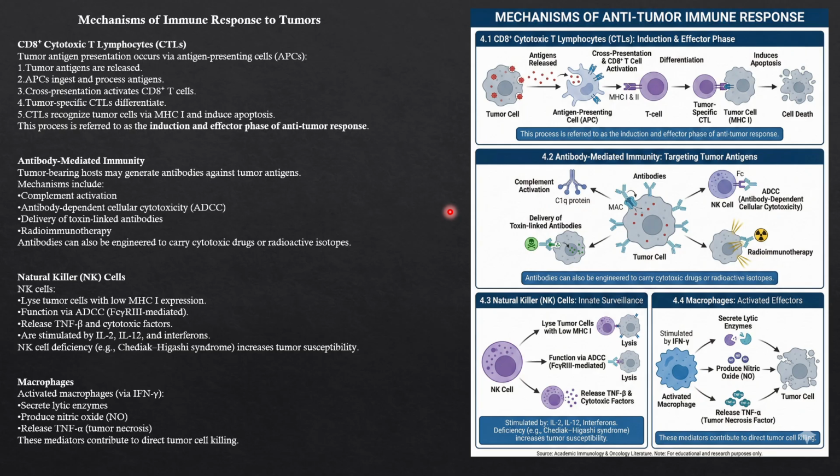Then there are the natural killer cells or NK cells, which lyse tumor cells with low MHC1 expression and function via ADCC. They release TNF beta and cytotoxic factors and are stimulated by IL-2 and IL-12 interferon. Macrophages are activated via IFN gamma, and they secrete lytic enzymes and produce nitric oxide or NO. They release TNF alpha and cause tumor necrosis, and these mediators contribute directly to tumor cell killing.